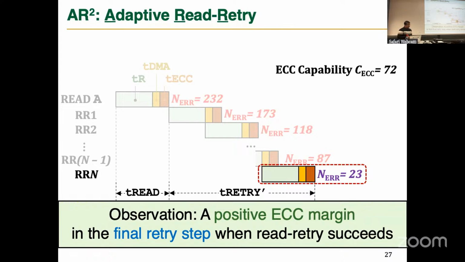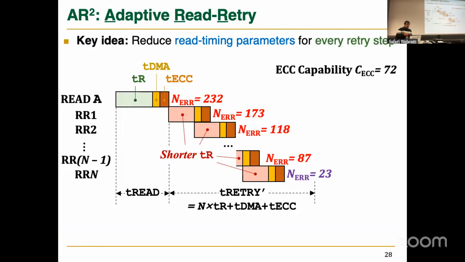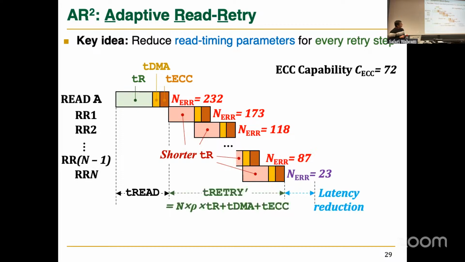In order to leverage this, what we are trying to do here is explore reducing the read timing parameters for every retry step. So here we see that every read operation takes, let's say, 20 microseconds, but we are trying to reduce that read operation latency. And by doing that repeatedly for the number of read retry operations, you get a latency reduction. So this is with shorter tR, as I mentioned.